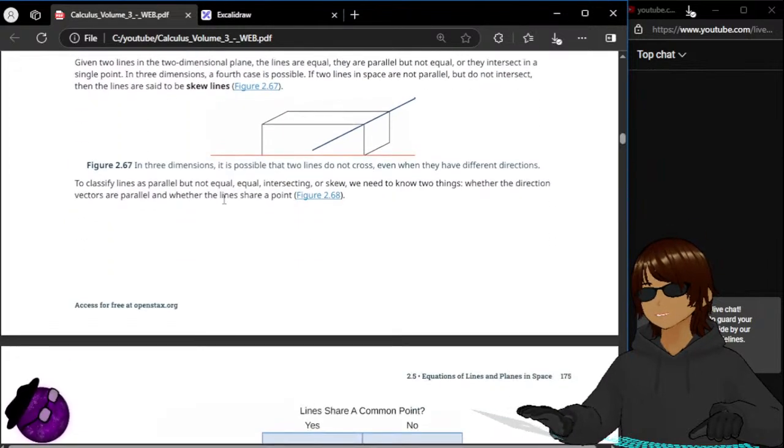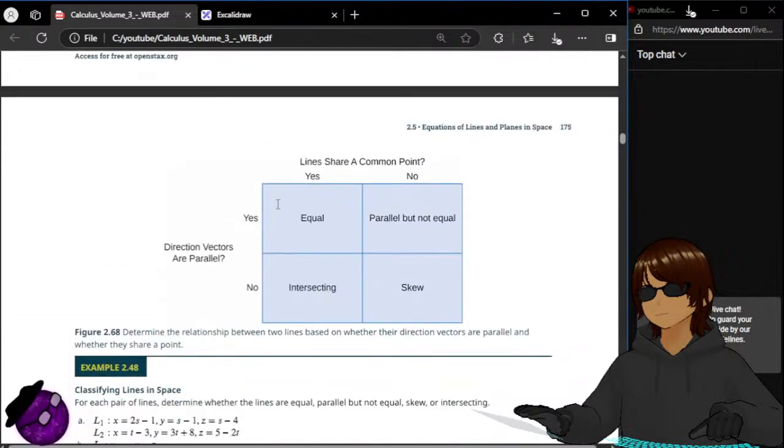To classify lines as parallel but not equal, intersecting, or skew, we need to know two things: whether the direction vectors are parallel and whether the lines share a point. So lines share a common point, and direction vectors are parallel. Then they're equal.